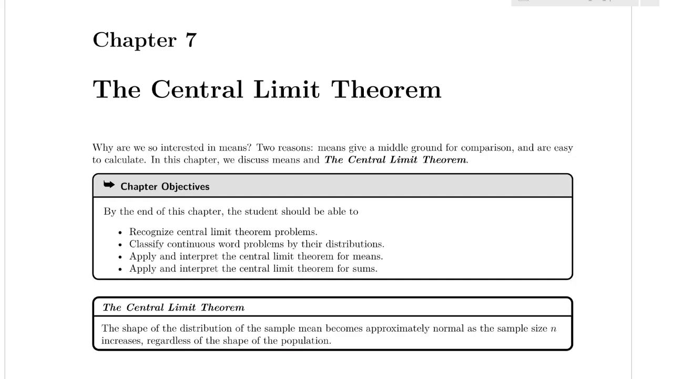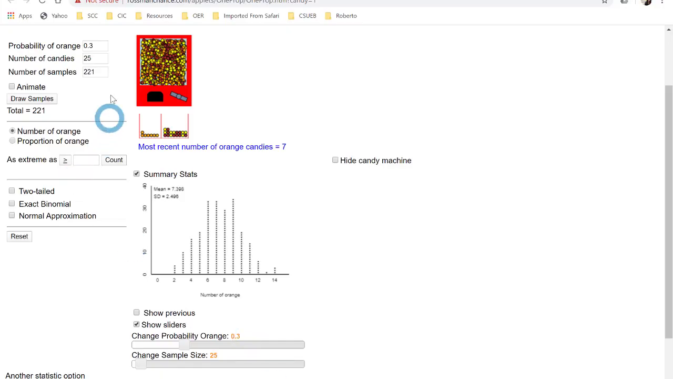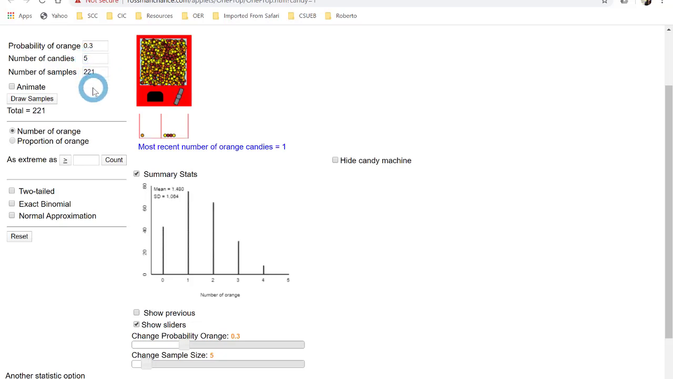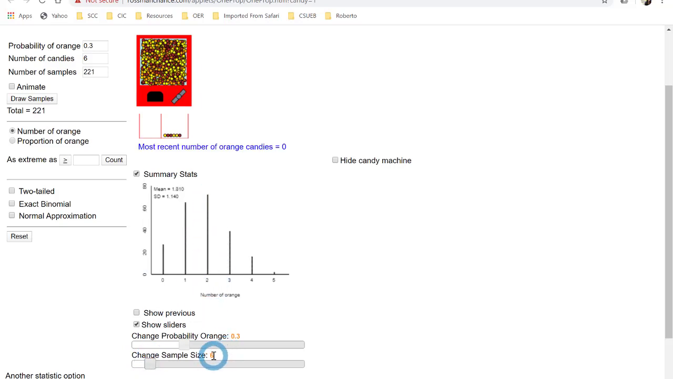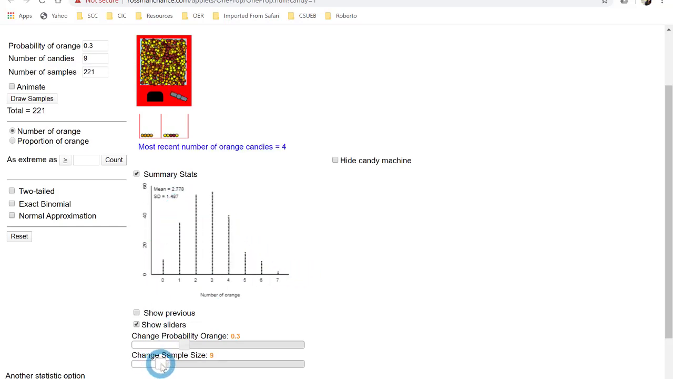So if I went back to the summary stats, and let's just say I picked a sample size of 5. Notice that the sample size of 5 is skewed right. If I increase this sample size, so I'm not touching the number of samples, I will always have the 221 samples. If I increase the sample size, look what happens to the peak. I increased it to only 6 and it already is taking the shape even though it's still skewed right. Let me increase it and watch the change. See how the middle is moving?